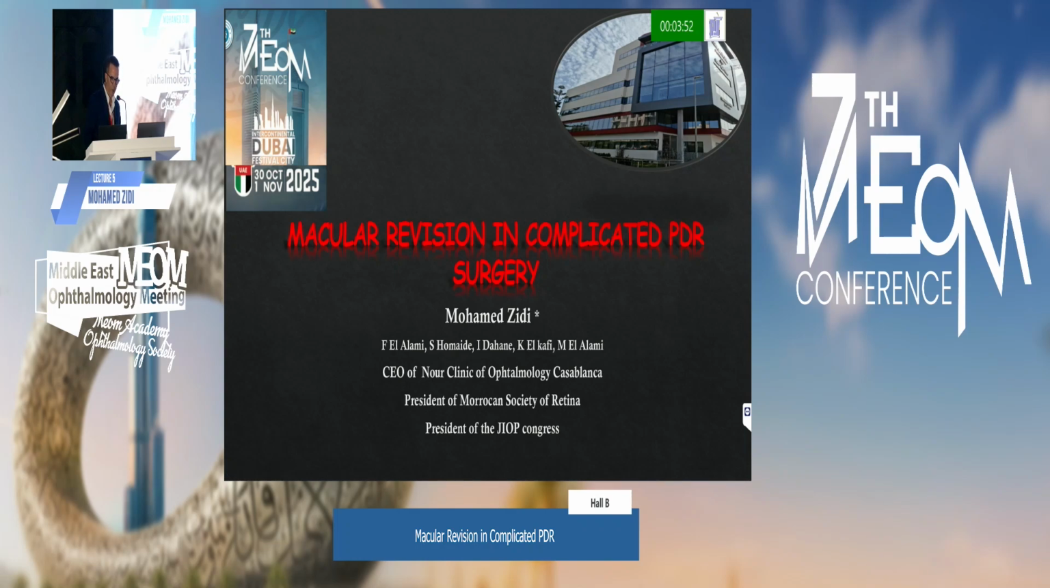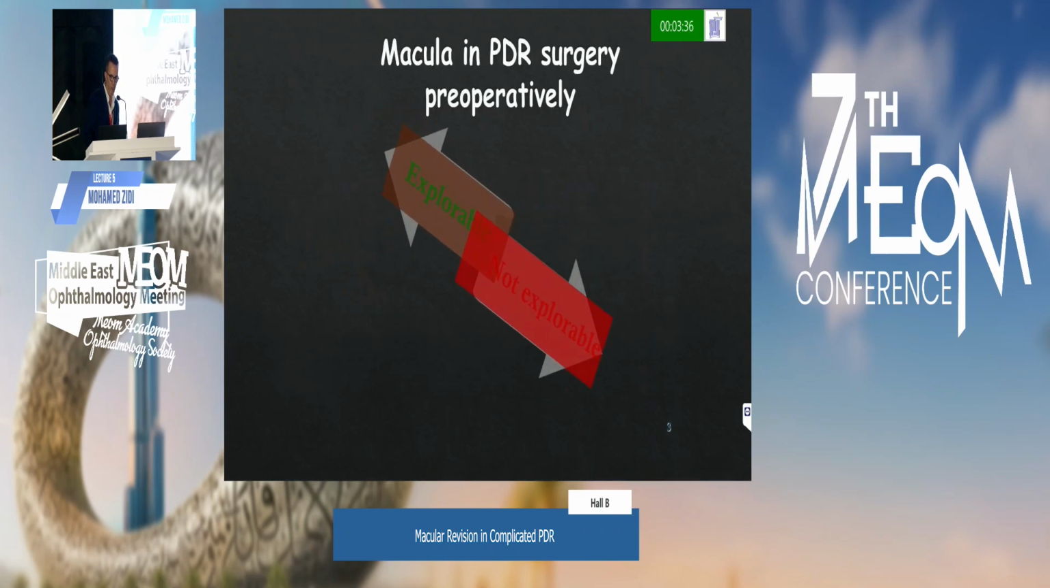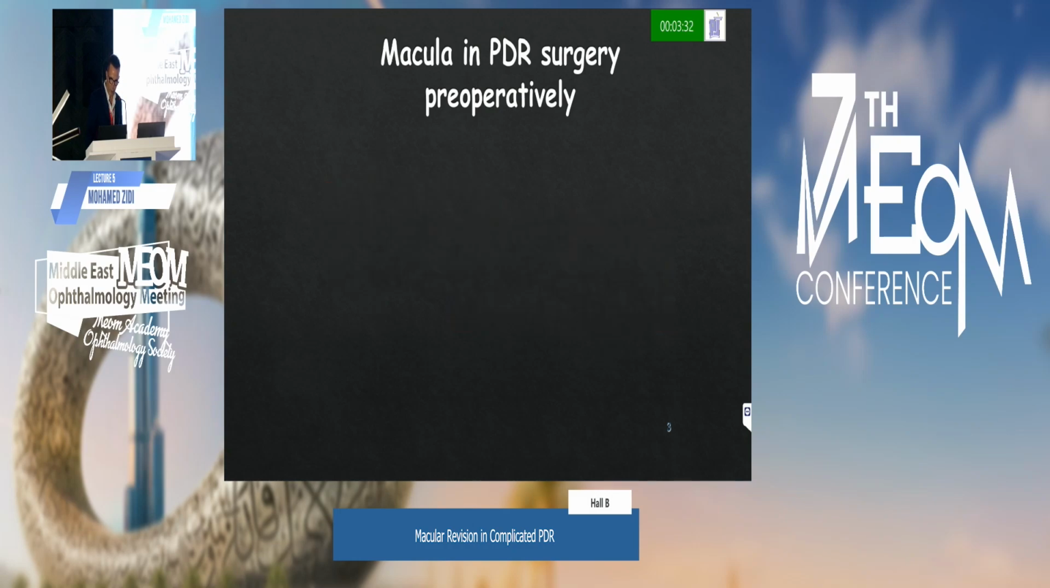I want to share with you my topic about macular revision systematically in complicated PDR surgery. For a beautiful surgery, as you can see, this type of result of macula independent of membrane, epiretinal membrane. Why? Because at the end of surgery, you can check the macula, and you are in front of two situations. First one, explorable or not explorable.